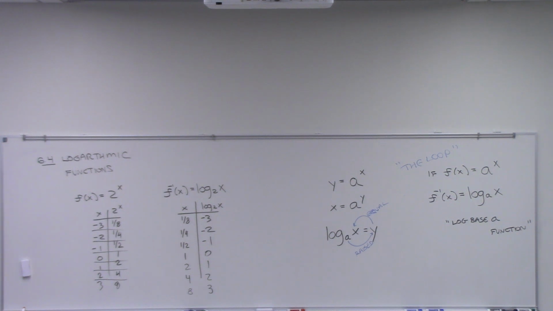Can you all see that all right? Look at the red graph. I'm going to hover over (0, 1). That's on our graph right here. (0, 1) is one of the points. And then (1, 2), and then (2, 4), and then -2 was 1/4, and -3 is 1/8. So the red one is 2 to the x.